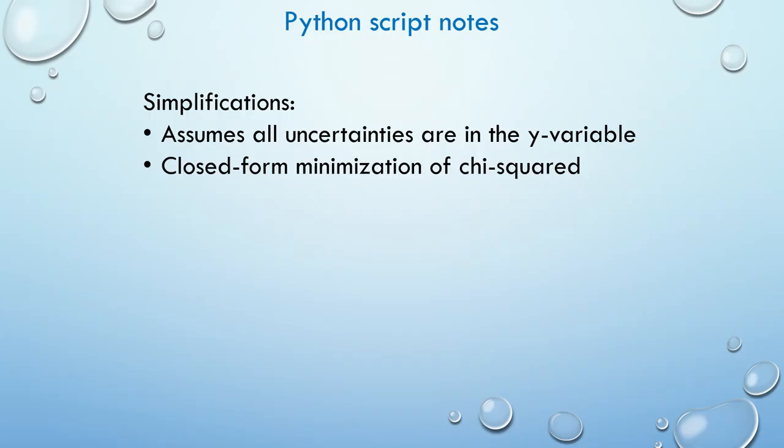Second, chi-square minimization is accomplished in closed form, that is, the minimum of a parabola or paraboloid. This avoids need for numerical algorithms, but does limit us to models that are either linear or can be recast in linear form.